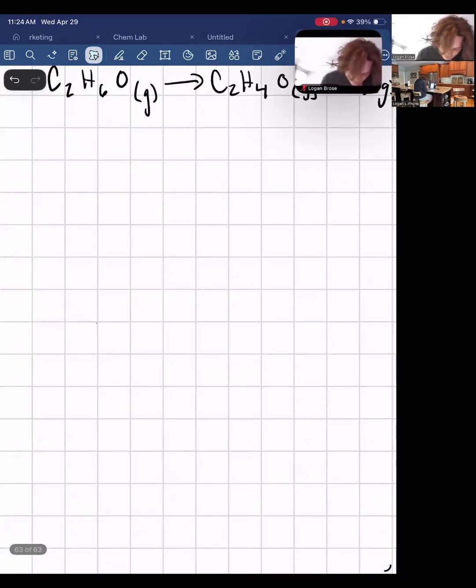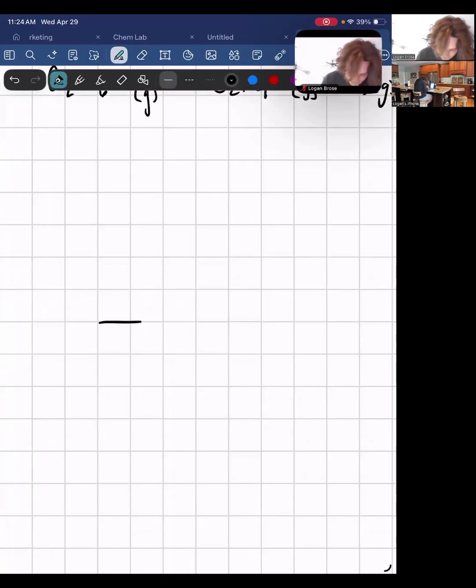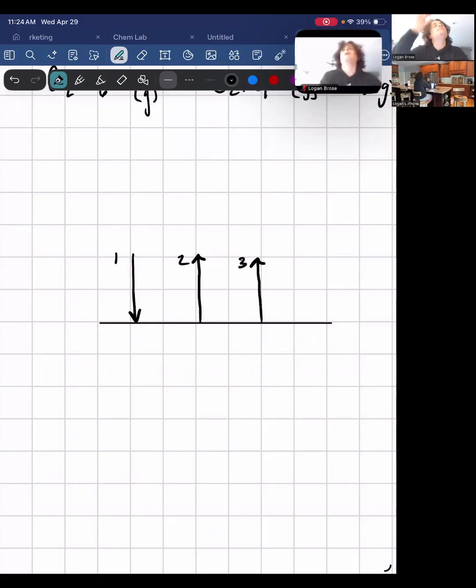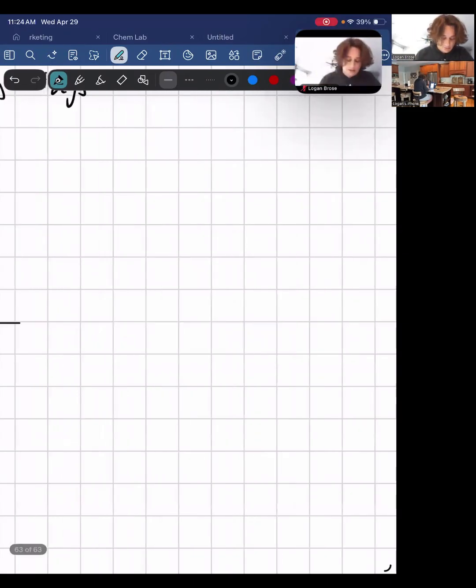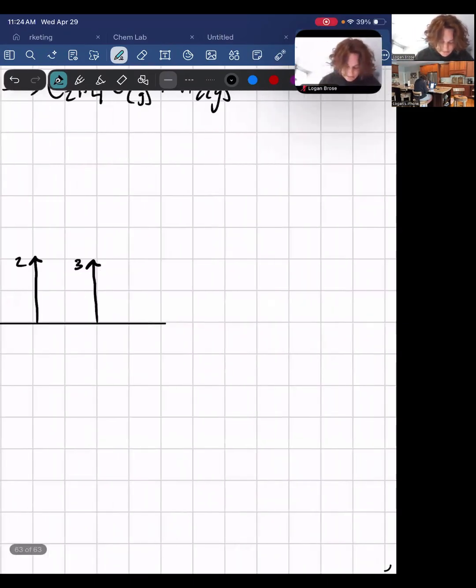So we will draw this here. This is our catalyst surface. We have our ethanol, and then our two products, right? 1, 2, 3. So we were given a couple of things in this, right?